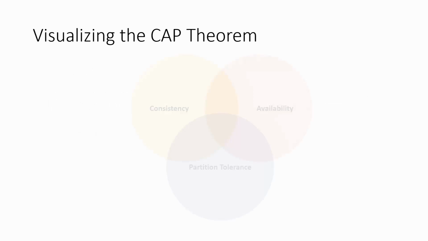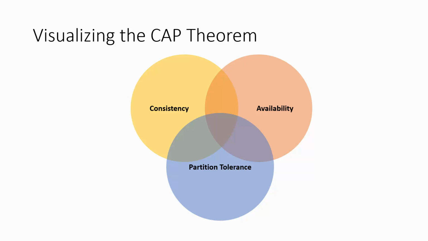To visualize the CAP theorem, let's consider each of those properties in this diagram. Systems that are consistent and available, such as traditional single-node relational database management systems, can't tolerate partitions because they are in a single system. The so-called NoSQL databases trade consistency in order to have availability and partition tolerance. And as you can imagine, as a result of the CAP theorem, having all three properties is not possible.